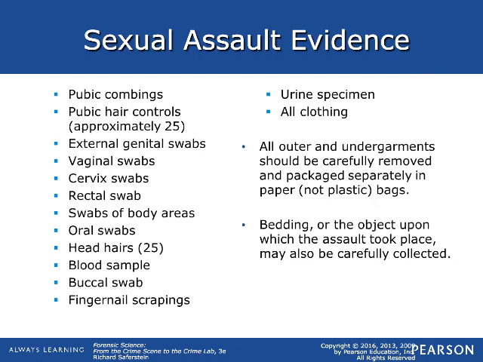So specific items are going to be collected, and there's going to be a kit, a sexual assault evidence kit. They're going to look for pubic combings. They're going to take control pubic hair from the victim. They're going to do external genital swabs. They'll do vaginal swabs, cervix swabs, rectal swabs. They'll swab all different body areas that the suspect might have touched. They'll do oral swabs. Okay, then they're going to take some head hairs as control.